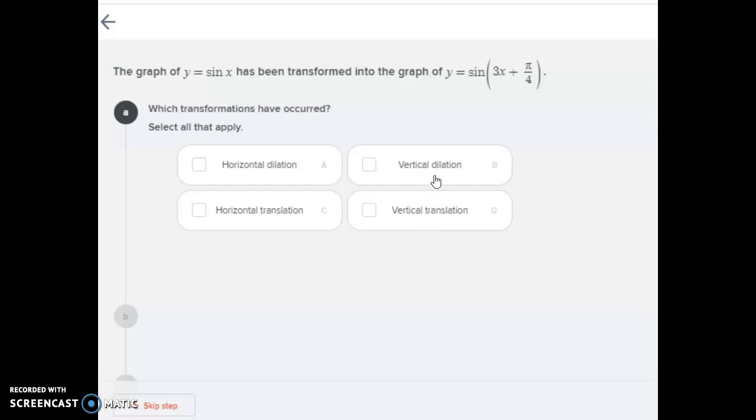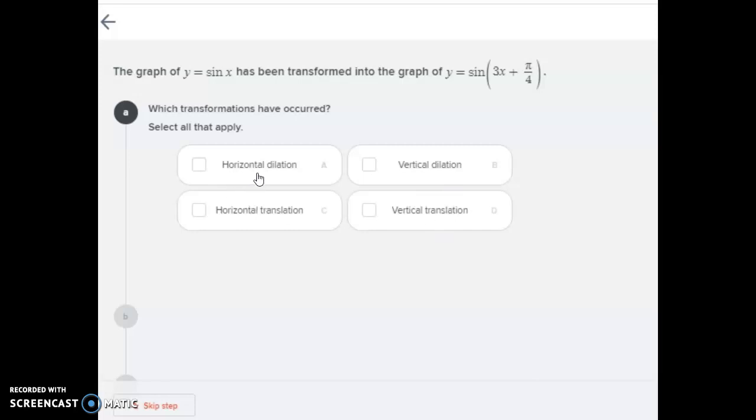So let's dispense with the vertical dilation and vertical translation. Vertical dilation means that the amplitude scaling has been changed from the plain sine x function. Well, there's no amplitude scaling going on here. The amplitude is the same, 1. So there's no vertical dilation. Likewise, there's no vertical translation. That would be the plus v term that goes at the end here, the vertical shift. There is no vertical shift.